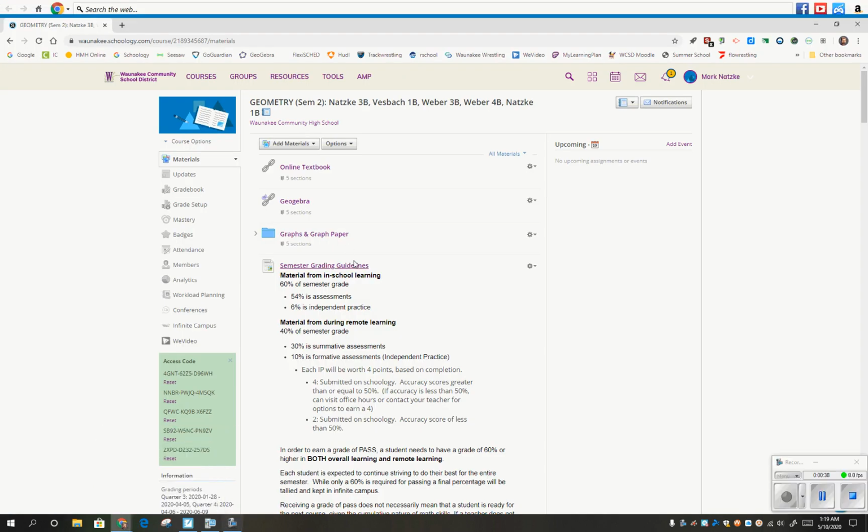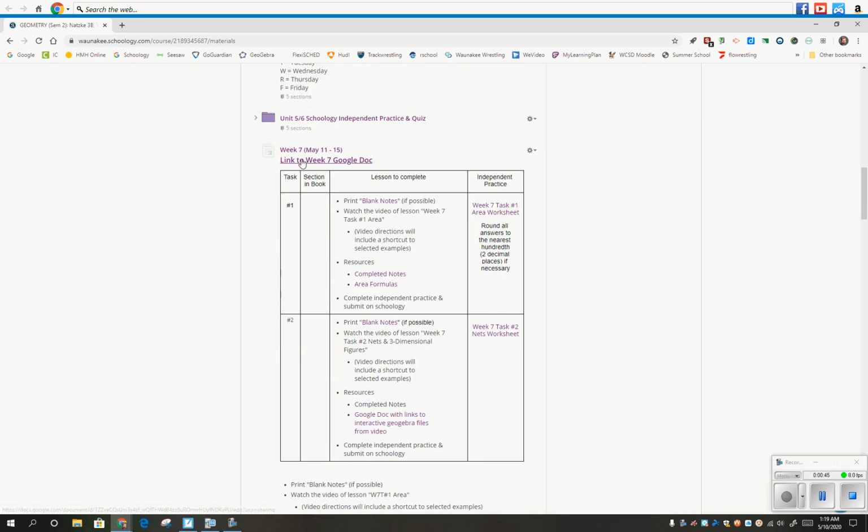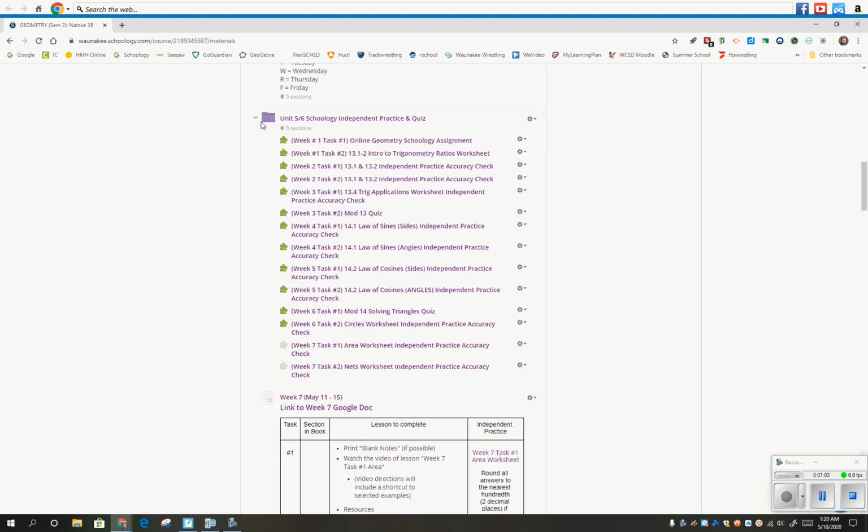Remember, everything can be found on your Schoology page. You scroll down to week 7. You've got the week 7 folder. We're looking at test number 1 today. In the unit 5, 6, we renamed it because we're now starting unit 6. All the independent practice submissions that you have to do in Schoology can be found in that folder. You can click the arrow to drag it or click to open it up. They're all in there. We're in week 7 here.